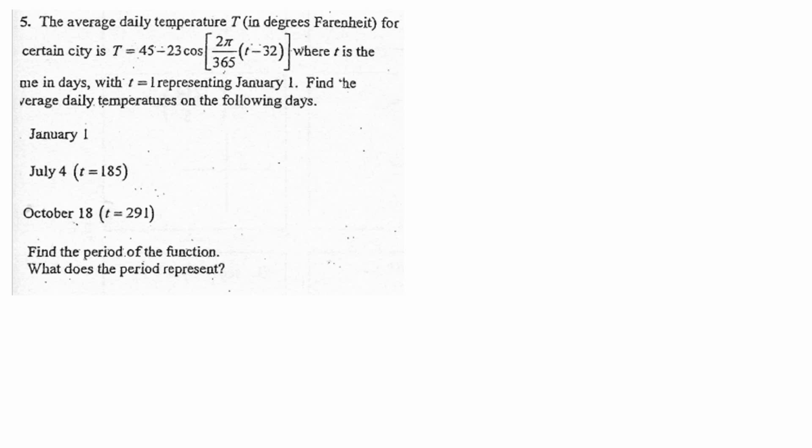The average daily temperature T in degrees Fahrenheit for a certain city is given by the following function, where t is the time in days and t begins with January 1st. So when t equals 1, we're on January 1st. Find the average daily temperature of the following days. How we plug this in really matters.